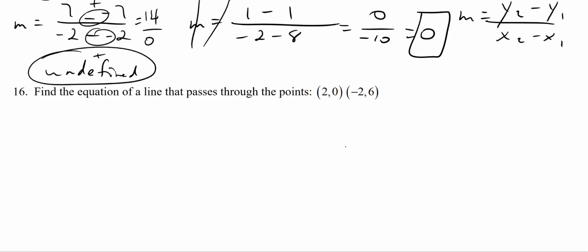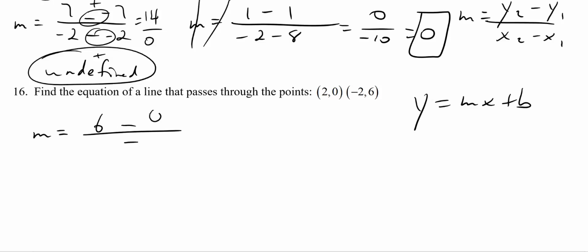Now I'm asking you to find an equation, which means I'm going to have something like y equals mx plus b. All right, so the first thing I have to do is find the slope. So 6 and 0. Again, if you want to label it, x1, y1, x2, y2. So 6 minus 0 over negative 2 and 2. So you get 6 over negative 4, which is negative 3/2. That's your slope. And now you need to find b.